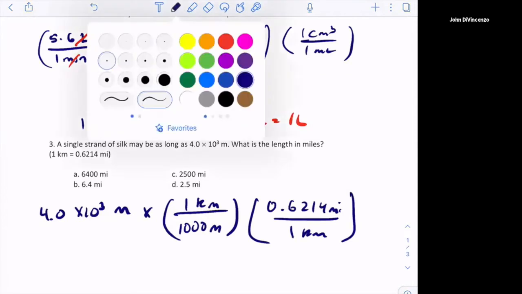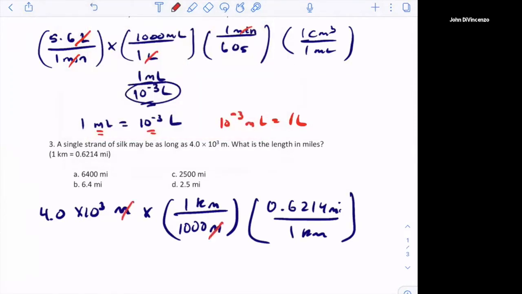Looking at dimensional analysis, we look good. We got rid of meters, we got rid of kilometers. Let me double check what the question's asking. Length in miles, good. That's what I'm going to get. My answer in miles, and which one do we get? D as in dog? Thank you. 2.5 miles. It's not too bad, right?